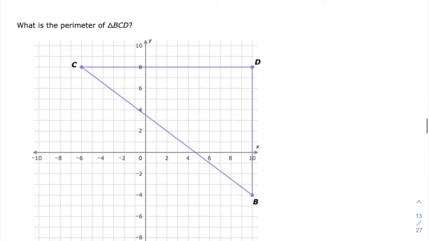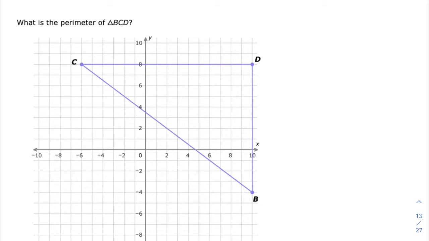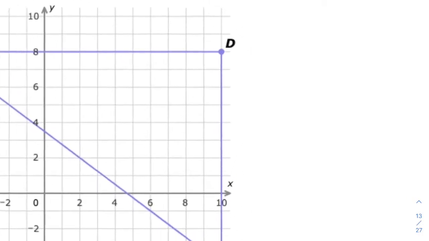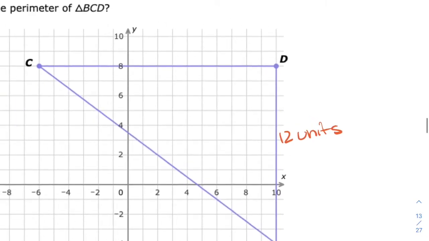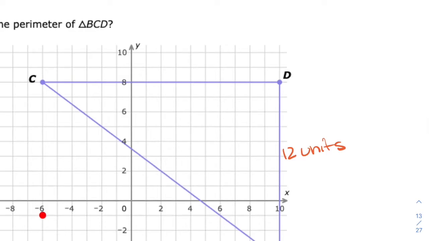All right, the next one, we're going to have to do Pythagorean theorem. So first thing I'm going to do is start with the length of a side. So it looks like it goes from 8 to -4, so that's 12. So it's 4, 8, 12 units. And it looks like it's going to be from -6 to 10, so it's 16. 2, 4, 6, 8, 10. Yep, so 16 units.